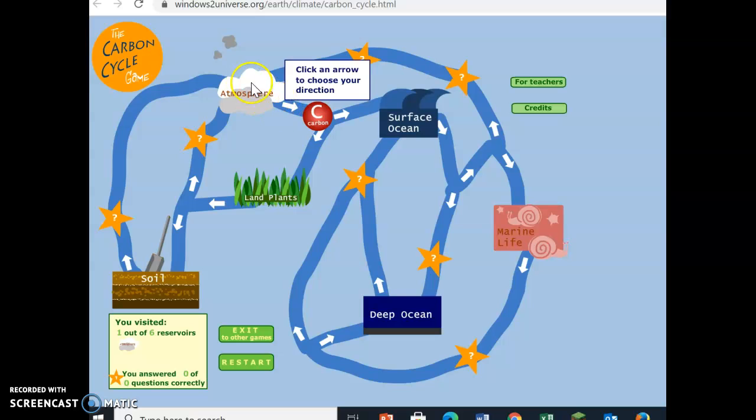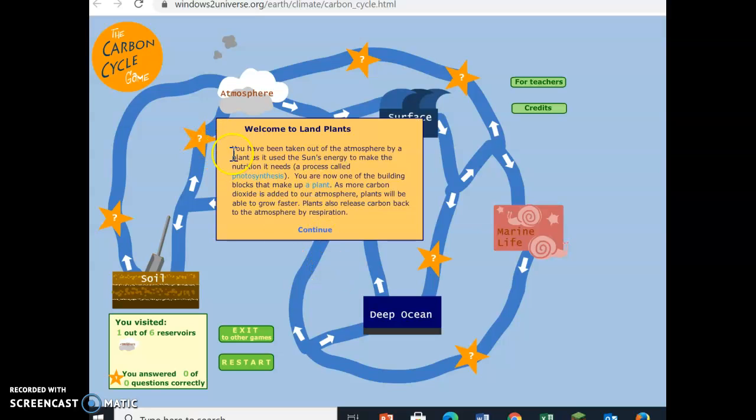So you'll notice there's only two ways out of the atmosphere. One, you go to plants. Two, you go into the water. So I think today I want to start out going to plants. So when I get to the plants, I read the description that I've been taken in from the atmosphere by the plant, and I'm going through a process called photosynthesis. Okay, and I'm now going to be one of the building blocks that make up the plant.